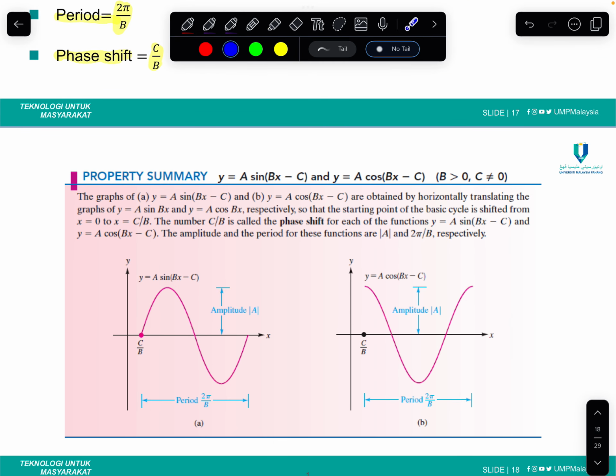Okay, what happened to the graph? Look, in this diagram, the graph does not start at 0 but has some phase shift. So it starts at C over B. So this is the formula of phase shift, C over B. The period, the length of one cycle, is 2 pi over B. Okay. Similar goes to the cos type. Now you can see that the graph no longer starts at 0 but has some shifting here. We call that phase shift with the value C over B, and the period remains 2 pi over B.